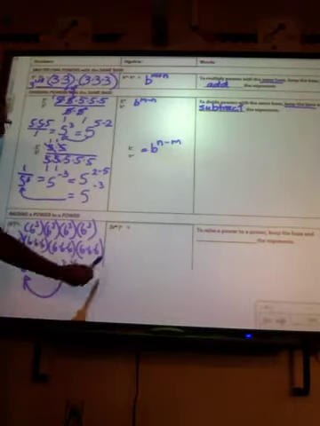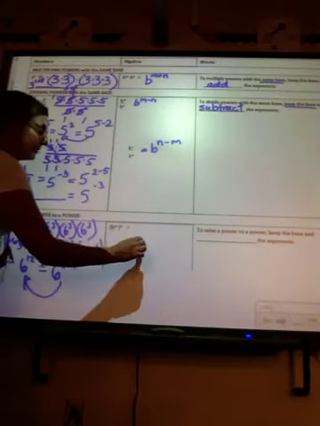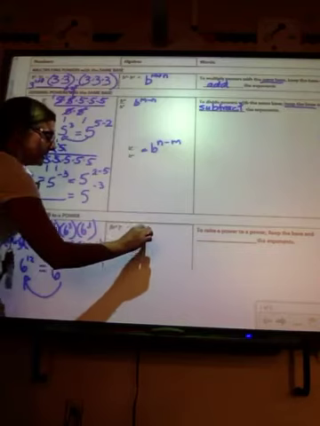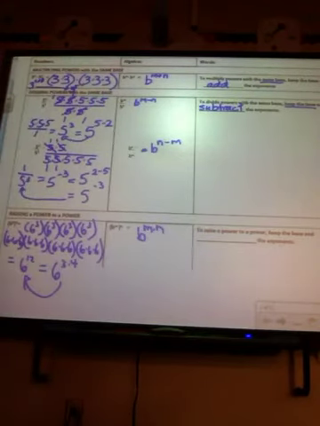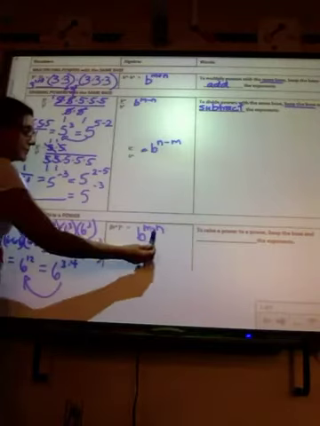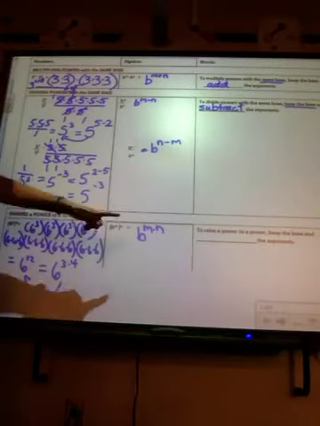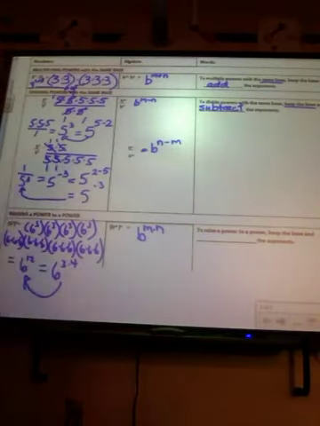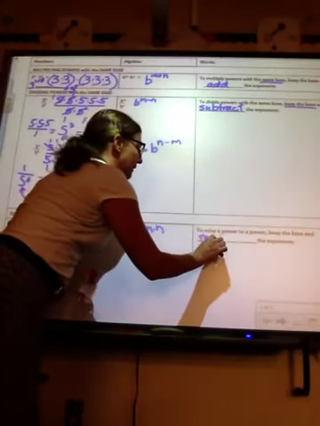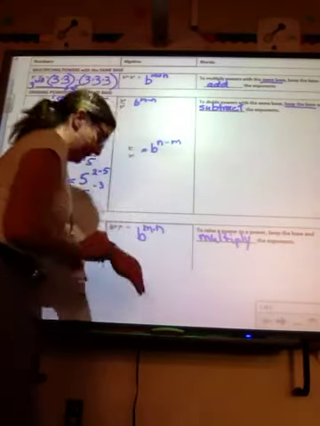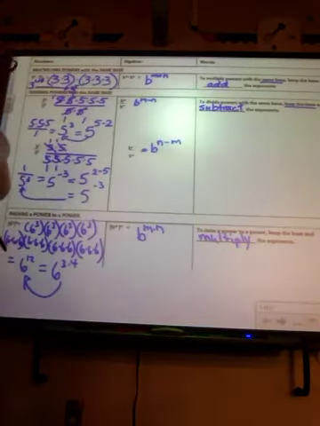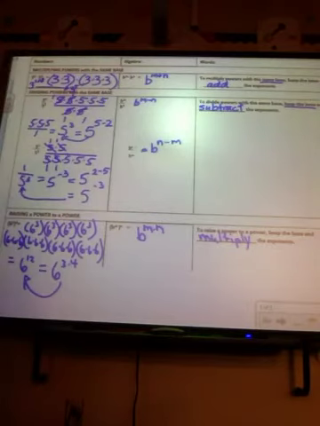So over here, b to the m to the n power, raised to the m power, is going to be b to the m times n. When you're raising a power to a power, all you have to do is multiply the exponents. And then in words, to raise a power to a power, keep the base and multiply the exponents.